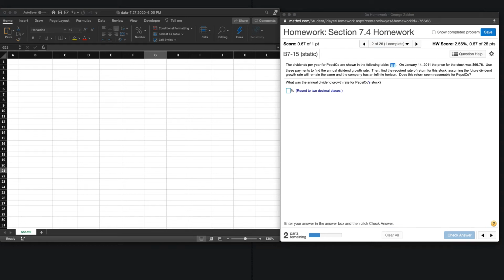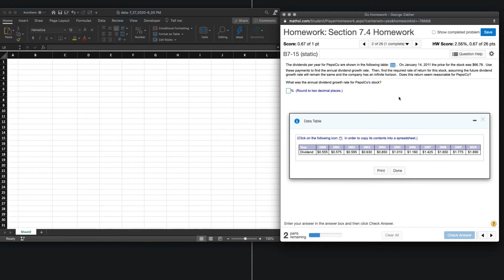Hey everyone, welcome to section 7.4, question 15. So in this question, we're going to be considering PepsiCo, and they've given us some information. Looks like it's their past dividend pattern. So beginning with 2000 up until the most current dividend payout, which was in 2010, we have that information. We also know the price of the stock is $66.78.